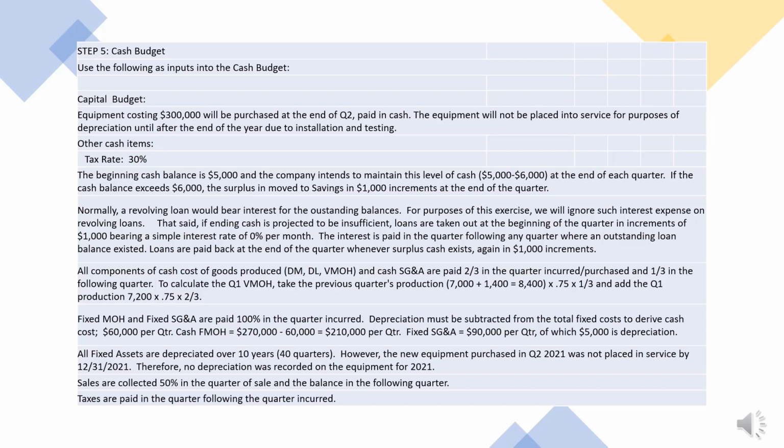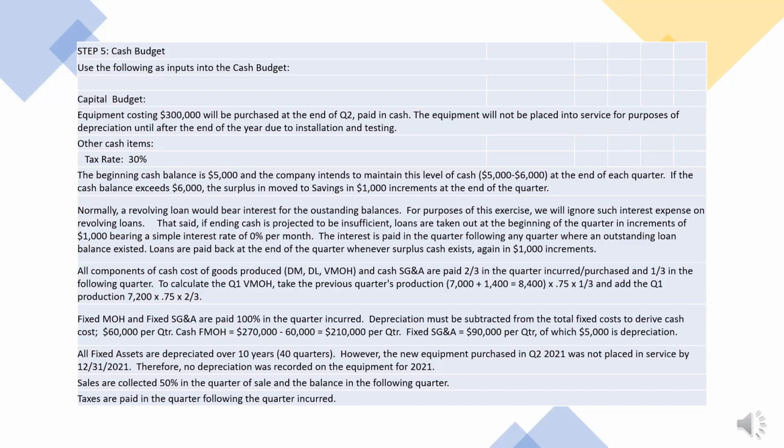For purposes of this exercise, we will ignore such interest expense on revolving loans. That said, if the ending cash is projected to be insufficient, that is lower than $5,000, loans are taken out at the beginning of the quarter in increments of $1,000, bearing a simple interest rate, in this case of 0% per month. The interest is paid in the quarter following any quarter where an outstanding loan balance existed. Loans are paid back at the end of the quarter whenever surplus cash exists, again in $1,000 increments.